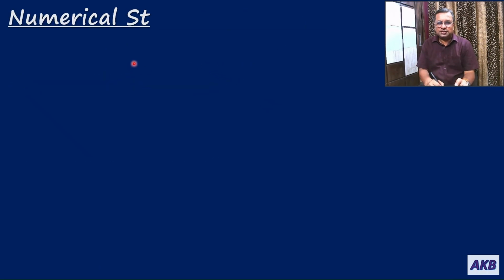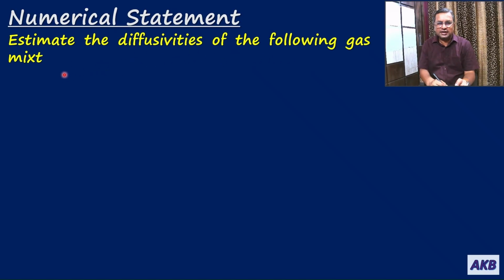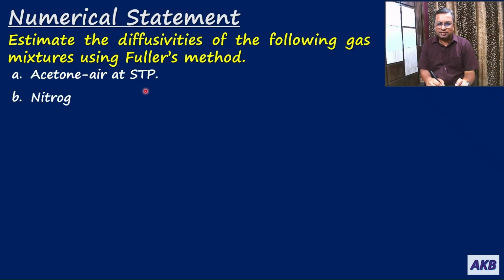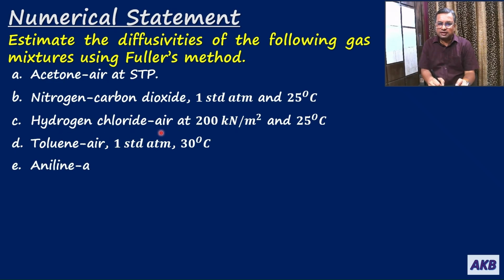To begin with, we will look at the numerical statement. Estimate the diffusivities of the following gas mixtures using Fuller's method. First is acetone air mixture at standard temperature pressure conditions. Second is nitrogen carbon dioxide at 1 standard atmosphere and 25 degrees Celsius. Third is hydrogen chloride air mixture at 200 kilonewton per meter square and 25 degrees Celsius. Fourth one is toluene air mixture at 1 standard atmosphere and 30 degrees Celsius. And fifth one is aniline air mixture at standard temperature pressure conditions.